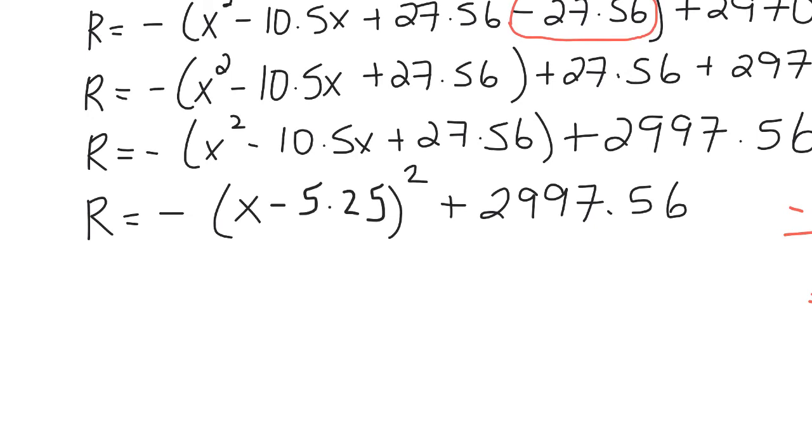From this format, I'm going to be able to read off what my vertex should be, and from there we will be able to interpret that as a maximum revenue for the hardware store. Recall that when you are reading a vertex from a vertex form equation, the vertex comes from the h and k values. So the h value is the value inside of the bracket. The k value is the value outside of the bracket or at the end of your equation. A vertex is a coordinate point.